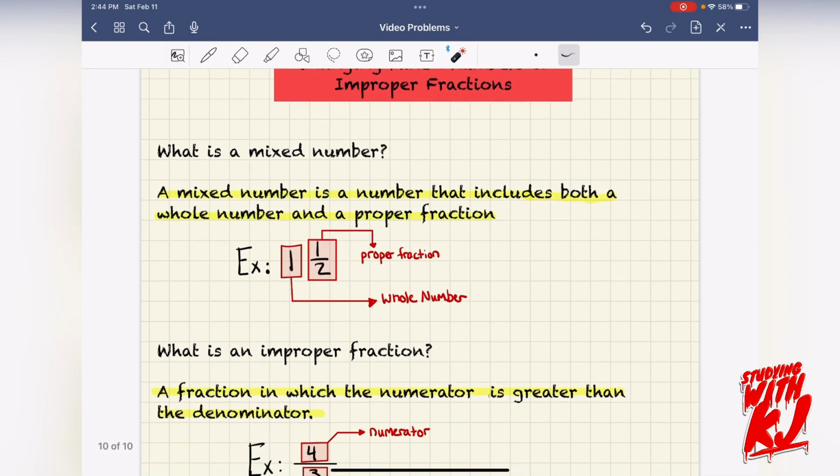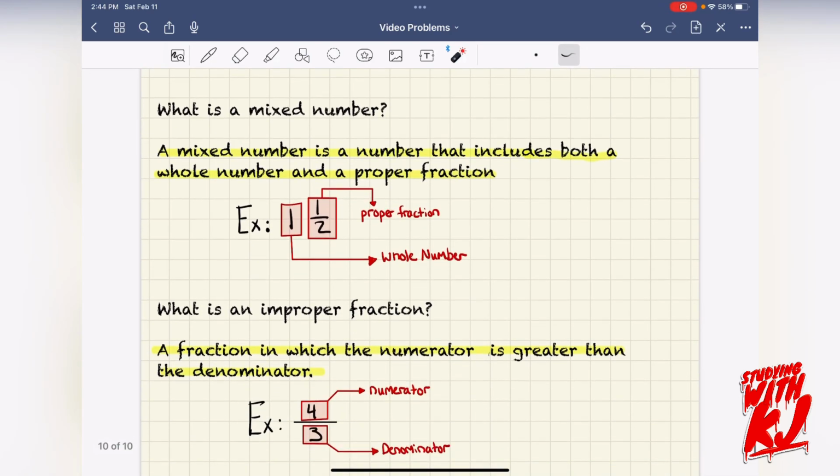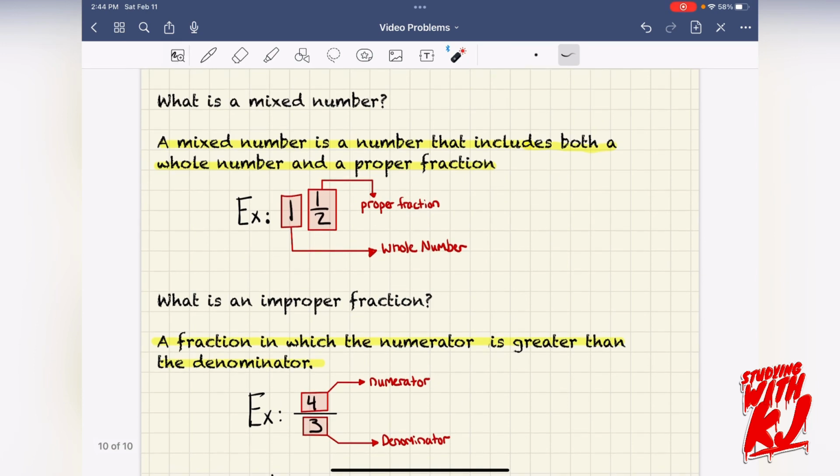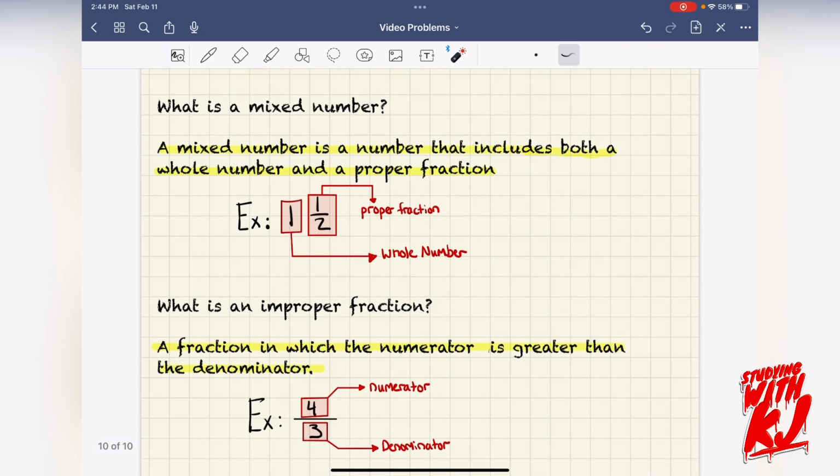So now let's get into what an improper fraction is. An improper fraction is a fraction in which the numerator is greater than the denominator. And I have an example of what an improper fraction looks like below this definition. This example reads 4/3. So 4 is considered our numerator, and 3 is considered our denominator. So 4, which is our numerator, is bigger than 3, which is our denominator. So this will make this fraction an improper fraction. Anytime your numerator is bigger than your denominator, that fraction is considered an improper fraction.